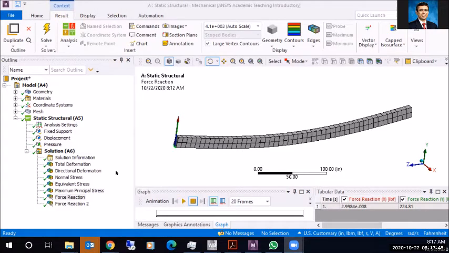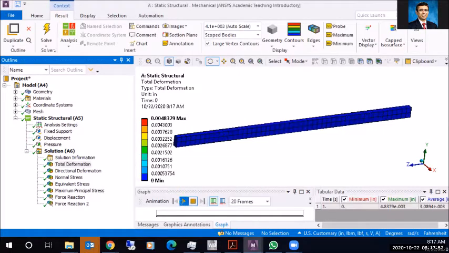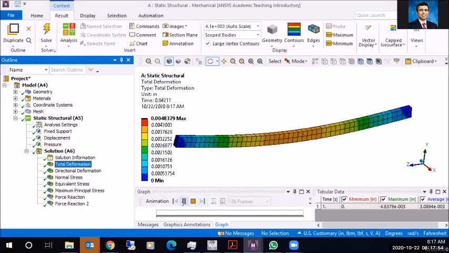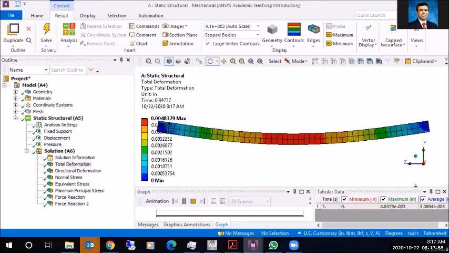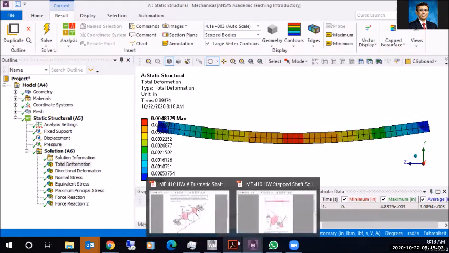So what you see here is the simply supported beam that we analyzed last week. So this is made of solids and it's a simply supported beam along the z-axis. So the axis of the beam here is the z-axis.